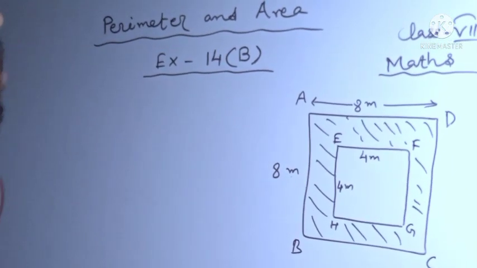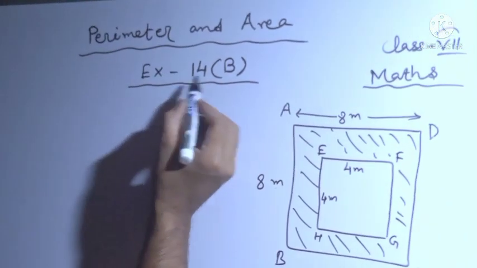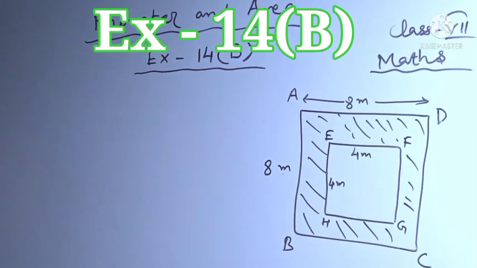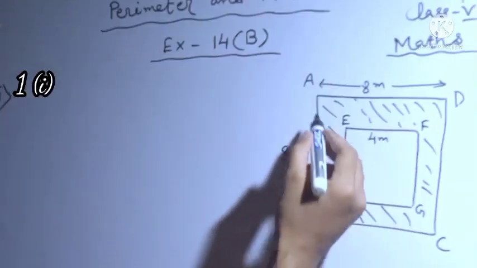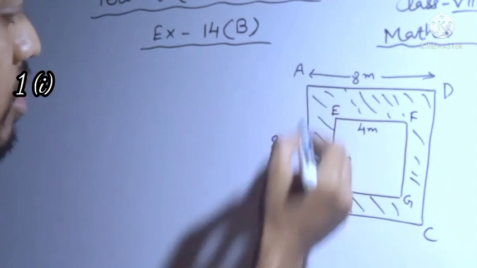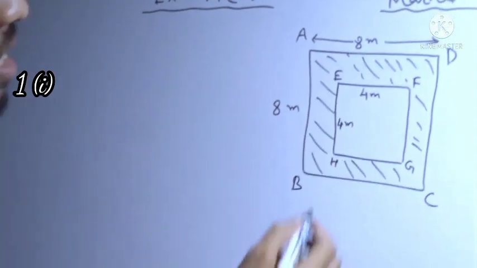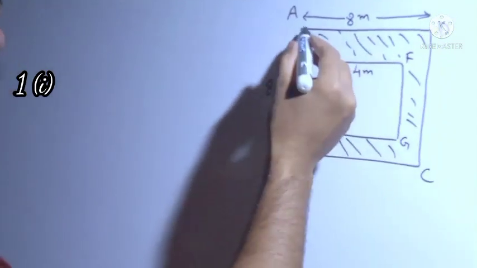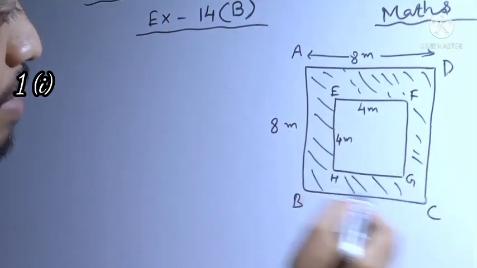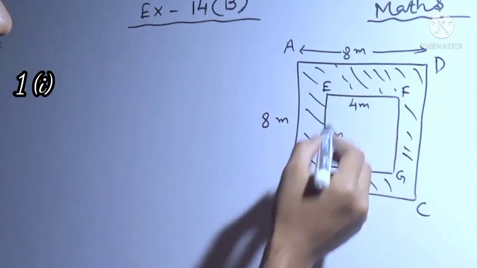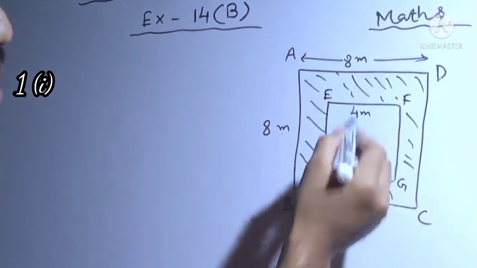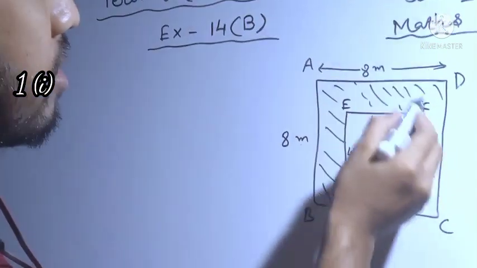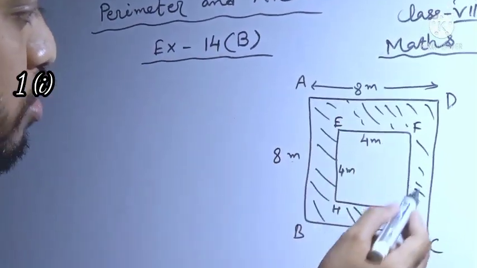Students, today we are going to start our next exercise 14b. So our first problem is 1 of 1. Here is a figure which is a square, and there is also a square inside it. The length of each side of the big square is 8 meter and the length of each side of the small square is 4 meter. Now we have to find the area of the shaded portion, that means this portion.